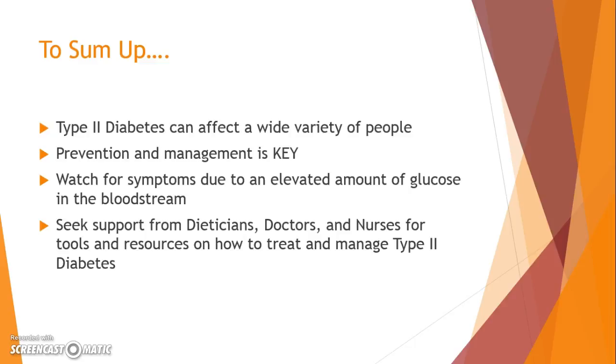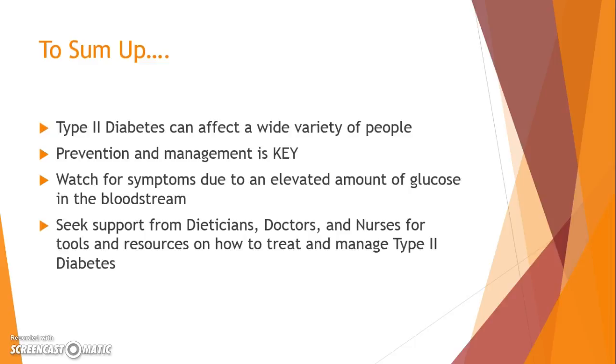So to sum up, type 2 diabetes can affect a wide variety of people. We're seeing an increase in teenagers across the United States that are being diagnosed with type 2 diabetes because they're living a sedentary lifestyle that's high in fast food choices and quick meals and not very active lifestyles. They're grabbing a bag of Doritos and sitting in front of the Xbox when they should be outside using up some of that energy. So prevention and management is key.